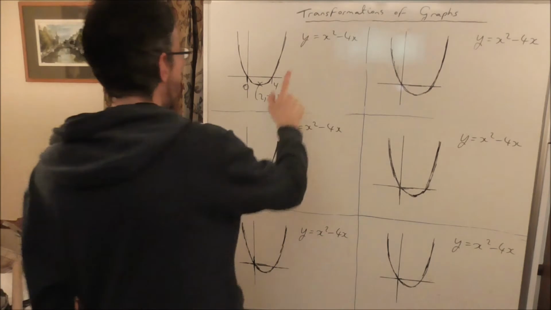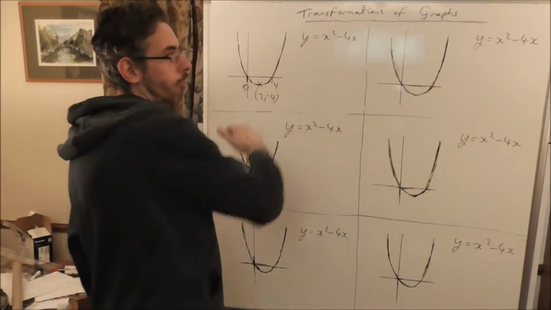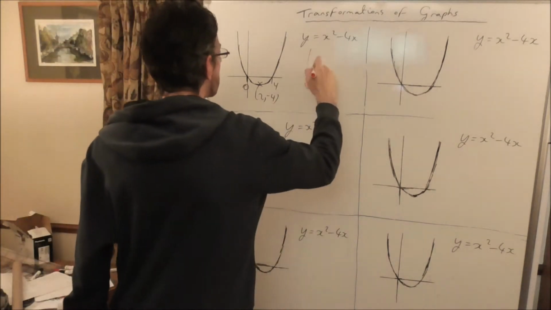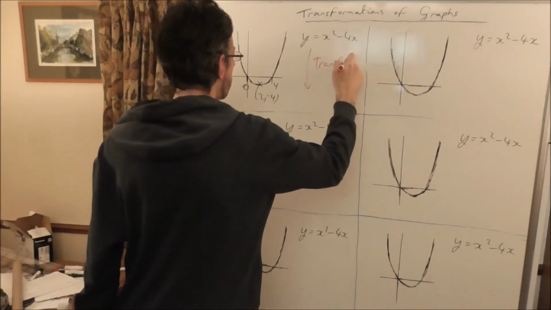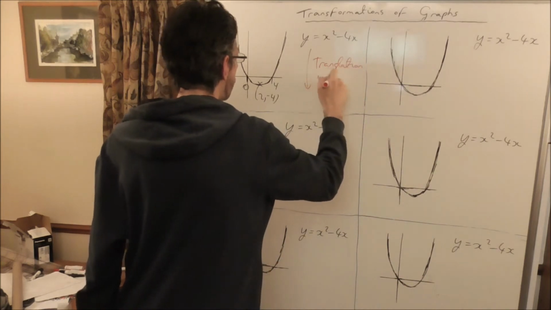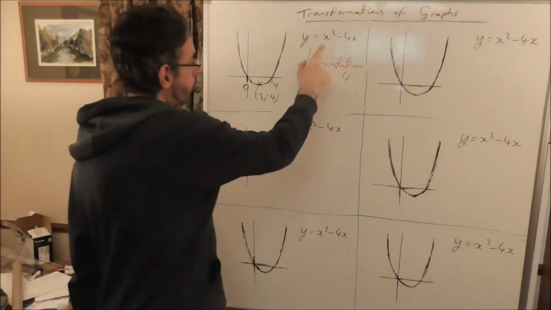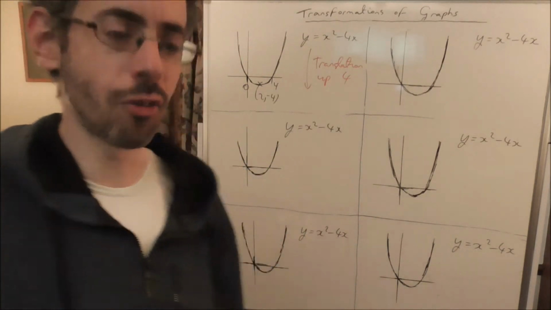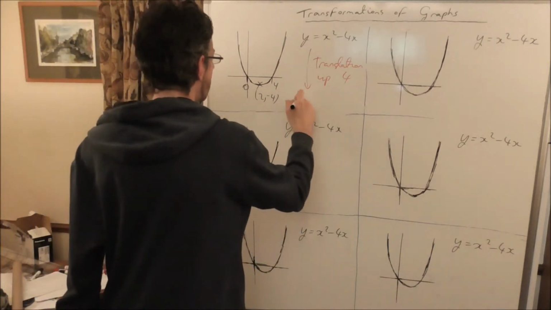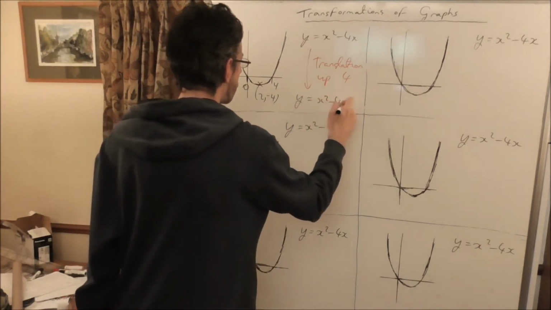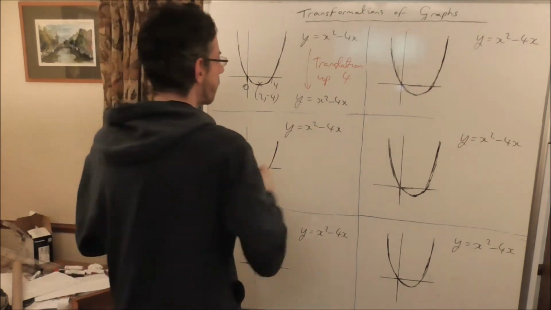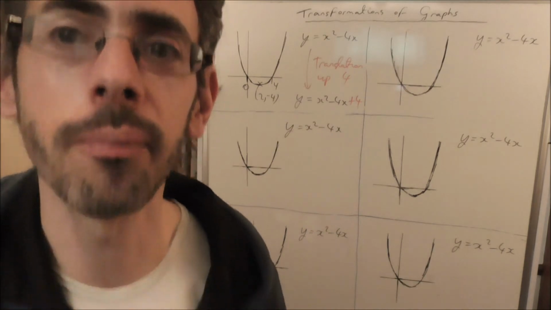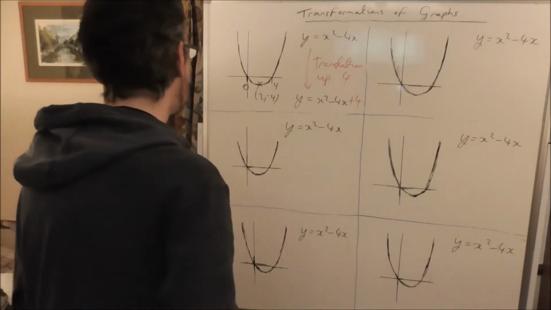What would I have to do to the equation of the graph if I wanted it to translate up 4? Remember, a translation is just a movement in a straight line. Correct, I'd have to stick a plus 4 on the end. I'd take the original equation, y equals x squared minus 4x, and add 4 on the end. That would cause the whole graph to move up 4, because all the y values would be 4 bigger, so all the points would be 4 higher.